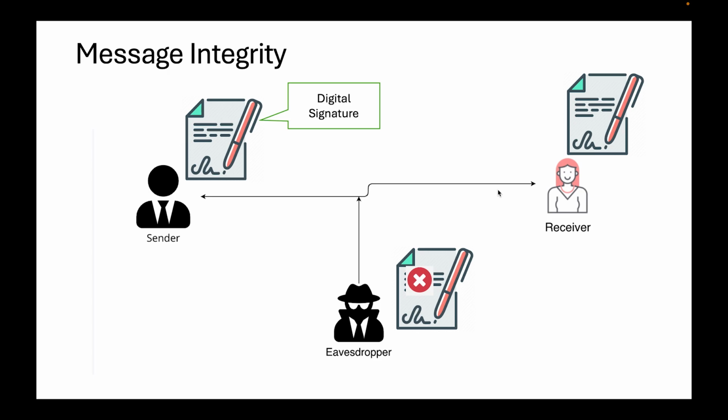It can trap the message, it can alter it, and it can send it to the receiver. And it might trick the receiver into believing that it has come from a genuine sender. So this is a problem which calls for a solution called message integrity. Message integrity means a receiver can prove that the message has actually come from the sender.